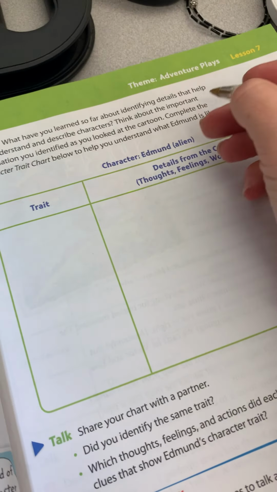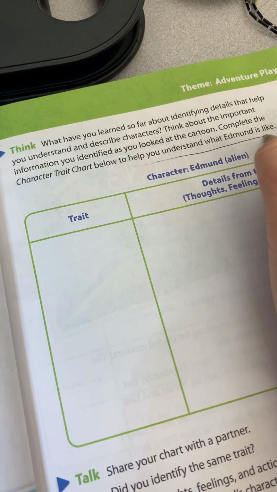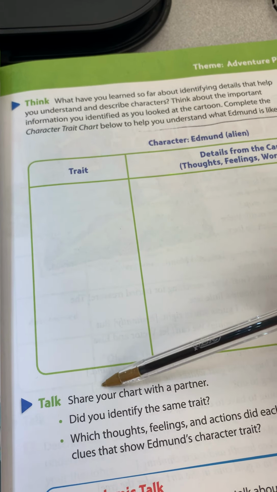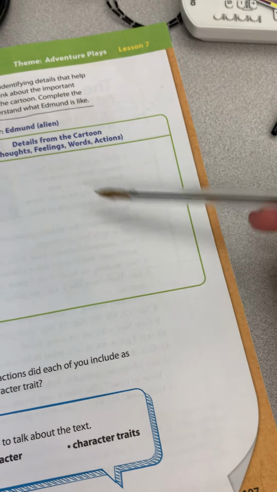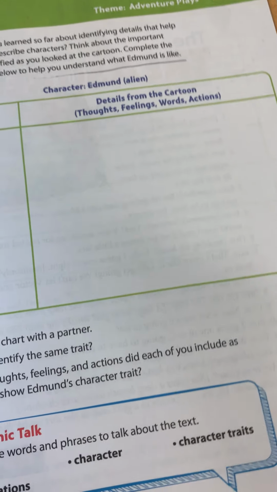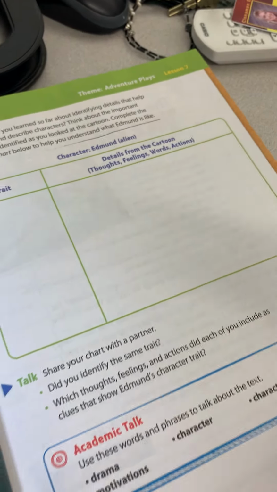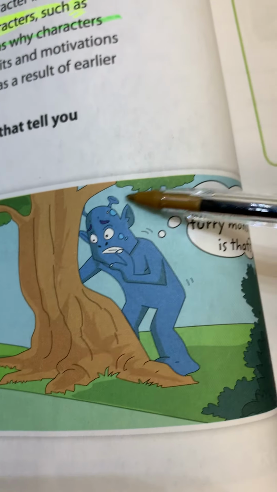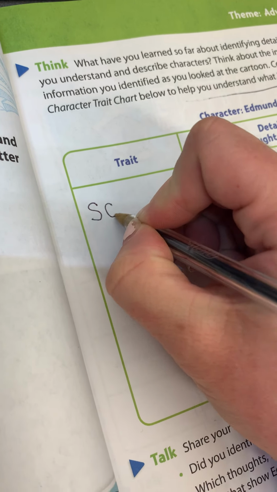Okay, so I'm going to underline my question to help you understand what Edmund is like. So I need to figure out my trait, details from the cartoons, and then we will discuss it. So the trait, like I said, it's shyness, it's shaky. I'm going to take a look and I'm going to put scared as one of my traits. He looks scared.